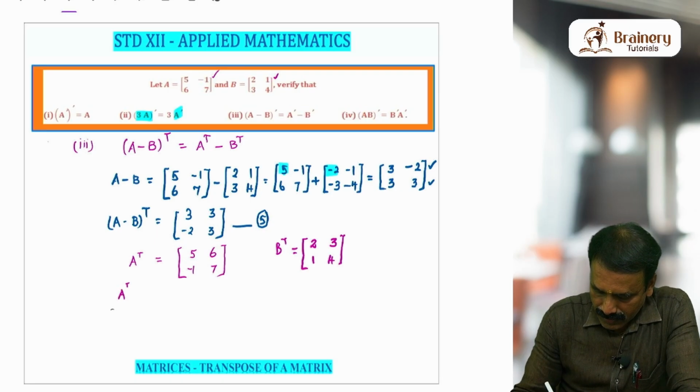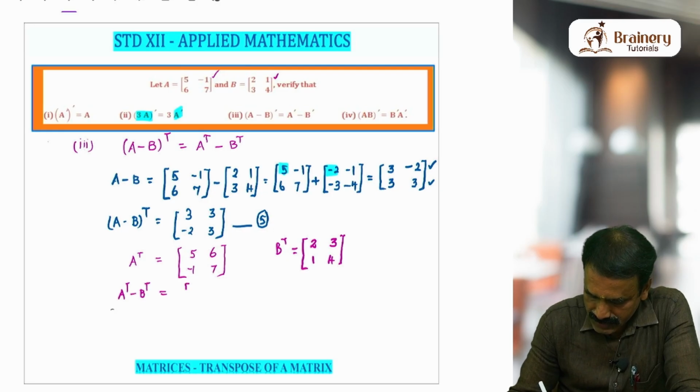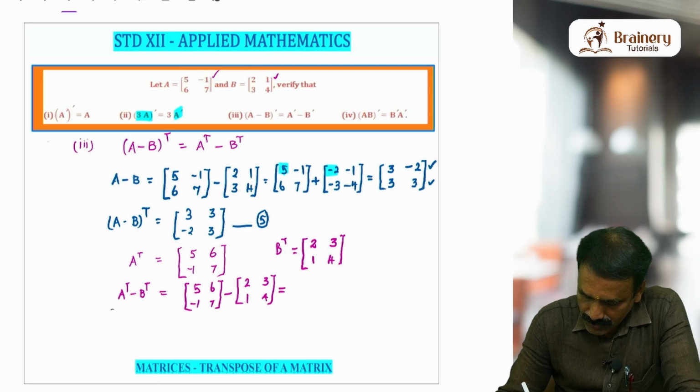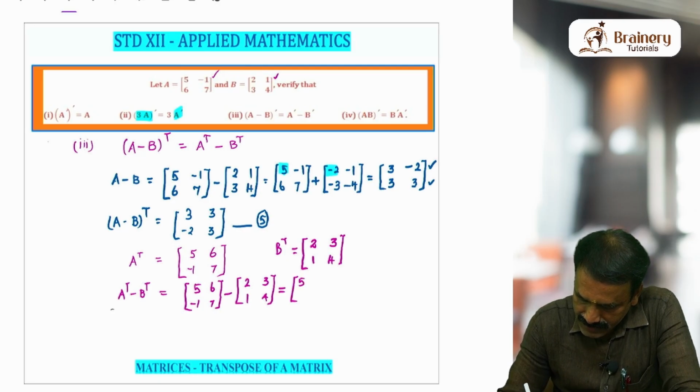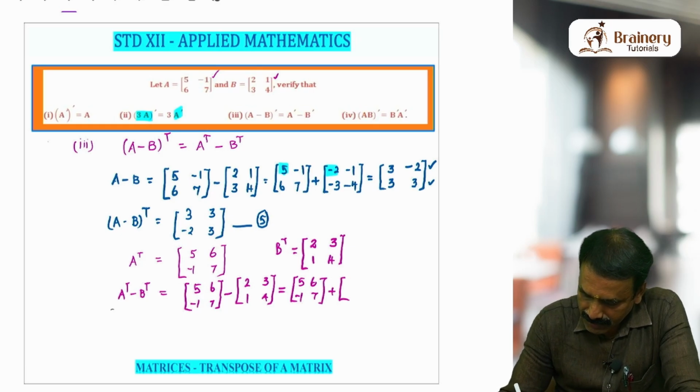So we calculated A transpose and B transpose. Now, A transpose minus B transpose I am going to calculate. So this is 5, 6, minus 1, 7 minus 2, 3, 1, 4. So the first matrix 5, 6, minus 1, 7 is added with the negative matrix of the second matrix, that is nothing but minus 2, minus 3, minus 1, minus 4.